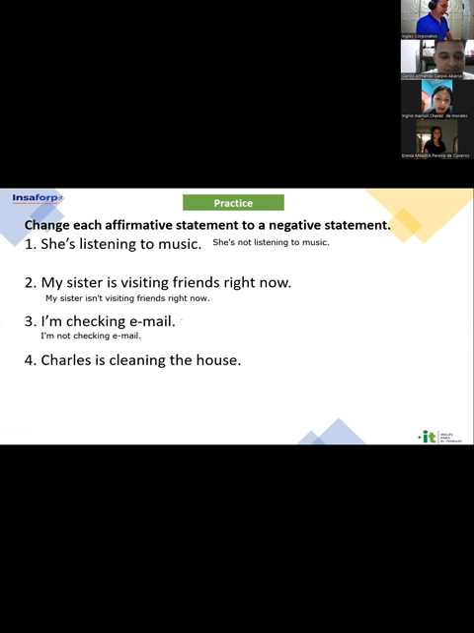Charles is cleaning the house. What is the negative for Charles is cleaning the house? Jonathan, please. Charles is not cleaning in the house. Charles, can I use contraction? Oh, you can say Charles, yes. You can make this Charles cleaning. It's possible. Or you can say, listen, Jonathan, isn't cleaning the house. Right? Okay. Very good.